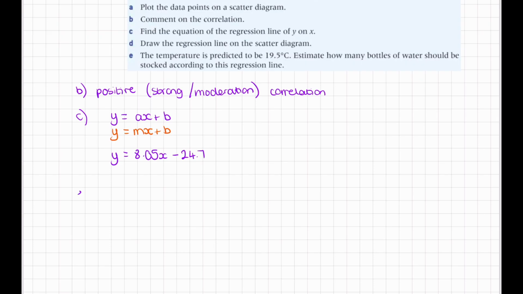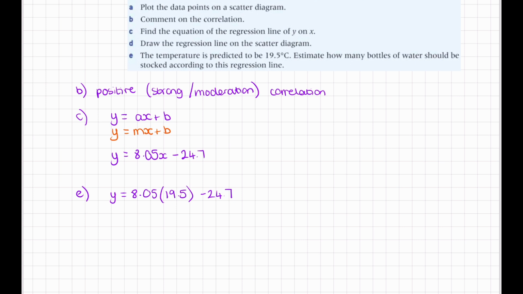And finally, part E, the temperature is predicted to be 19.5 degrees Celsius. Estimate how many bottles of water should be stocked. We have our regression equation from part C. So from here, all we're going to do is sub 19.5 into this to get our answer. Now it's always better to use exact values in our calculations rather than a rounded number here.